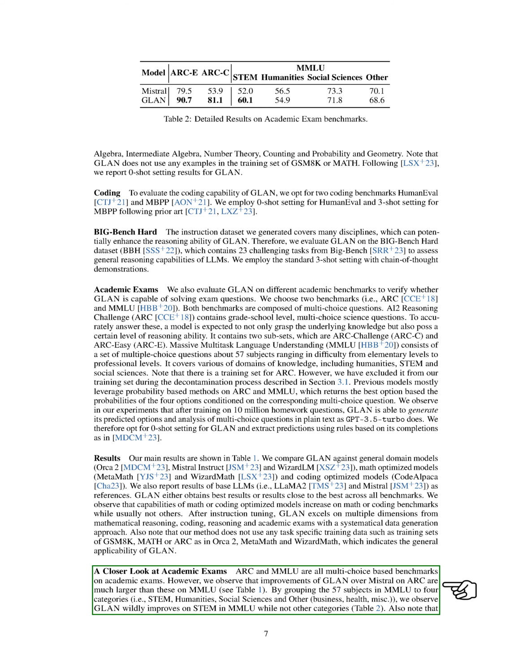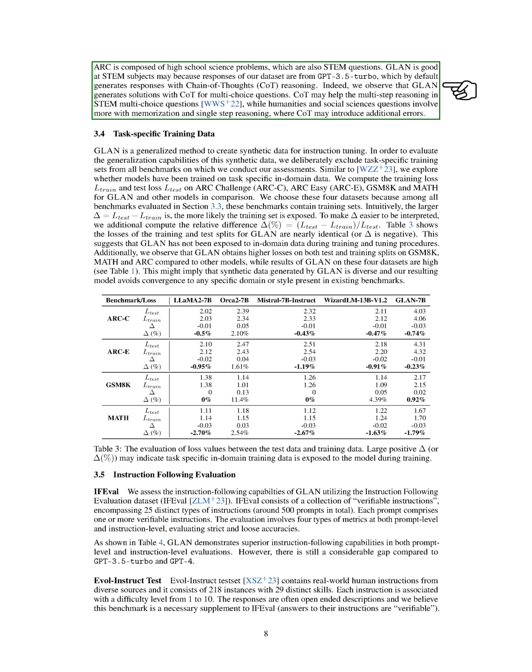in the other categories. It's also worth mentioning that ARC consists of high school science problems, which fall under the STEM category. The reason GLAN performs well in STEM subjects might be because the responses in our dataset come from GPT-3.5 Turbo, which is designed to generate responses using a chain of thought, COT, reasoning approach. Indeed, we've observed that GLAN tends to generate solutions using COT for multi-choice questions. This COT approach is likely beneficial for the multi-step reasoning required in STEM multi-choice questions, whereas questions in humanities and social sciences might rely more on memorization and single-step reasoning, where COT could potentially introduce errors.